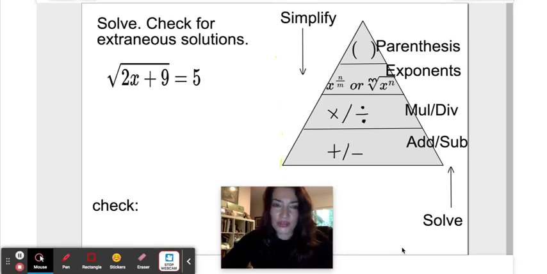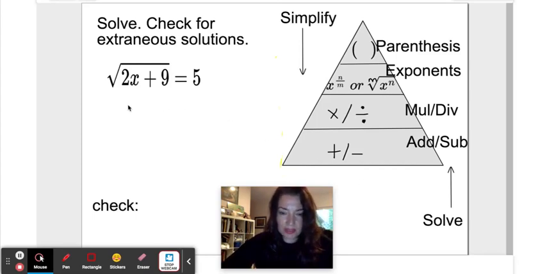Hi, in this video, I'm going to show you how to solve a radical equation, more specifically a square root equation. So if you're looking at the equation on the left, what we want to do when we're solving is perform opposite operations. On the right, I am showing you the PEMDAS pyramid, which is basically simplifying. You go from the top of the pyramid down, and when you're solving, you're going to go from the bottom of the pyramid up. So let's look at the equation.